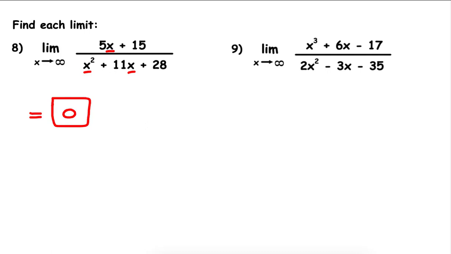Remember, we talked about end behavior as well. Y equals 0 would become a horizontal asymptote in this case. If the numerator has a larger degree, which in this case it does, 3 to 2, and the numerator grows faster, the answer will be infinity.